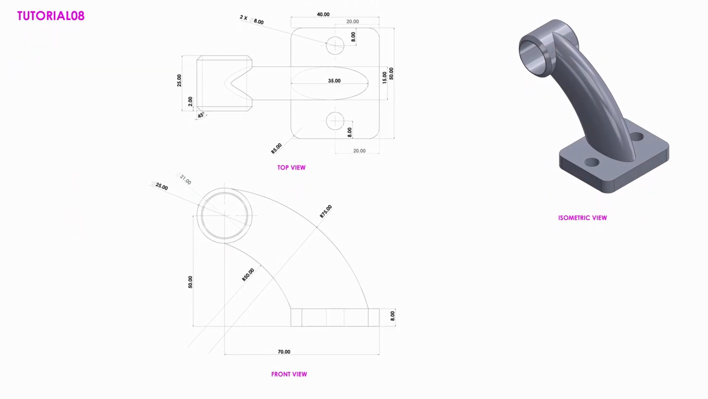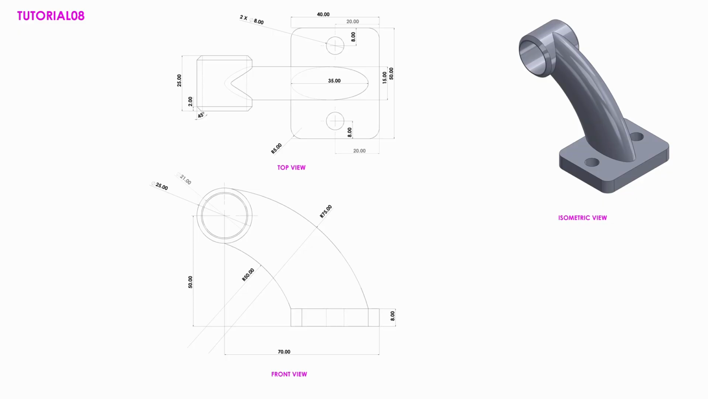This is tutorial number 8. Mention the required drawing view with appropriate dimensions. Also mention the isometric view, which gives a better idea about how the 3D model looks. In the video description, a link is provided where you can download the drawing and 3D model of this tutorial.